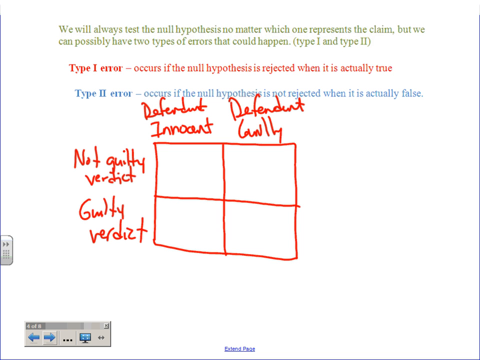Our null hypothesis is that you are not guilty, right? You have to prove it. So let's say that you are not guilty and you are found innocent. Is that what's supposed to happen? Yeah, so we would either call that correct, or we could call that justice, or whatever you want to write in there, but we'll call it justice, okay? So in other words, our hypothesis test worked the way it was supposed to, correct? Where else does it work the way it's supposed to? Bottom right, guilty verdict, and you were actually guilty, right? That's justice. That's what's supposed to happen.